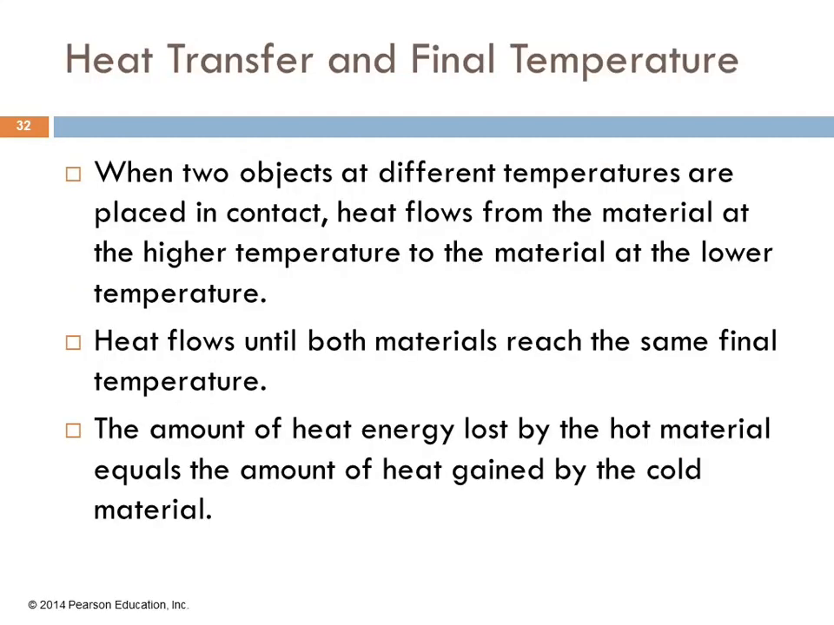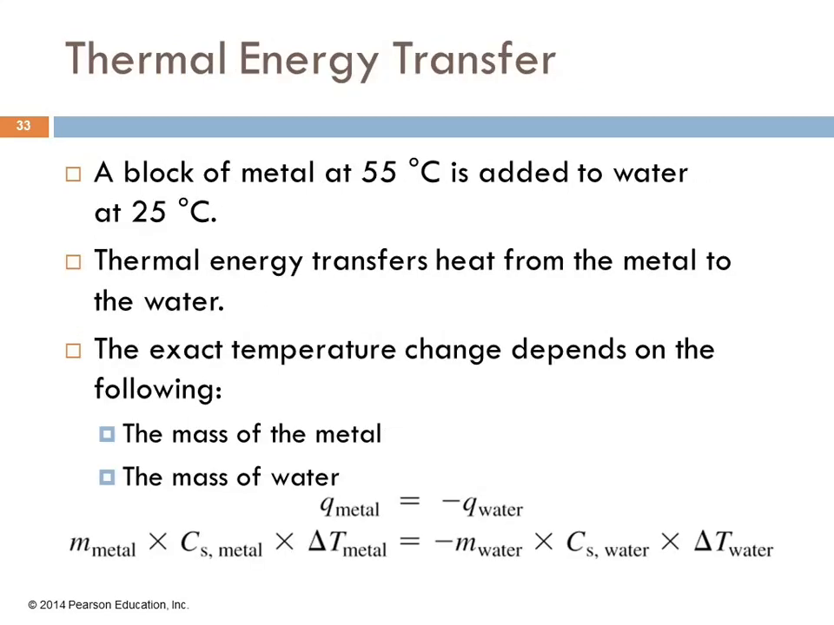So when we have two objects at different temperatures, the heat flows from the high temperature to the low temperature until they reach the same temperature. The amount of heat lost by the hot one is equal to the amount of heat gained by the cold one. The heat energy lost by one is gained by the other. So we can do things that take advantage of this. Temperature change is something we can measure. It's hard to measure a flow of energy, but we can measure the result of that, which is a temperature change.